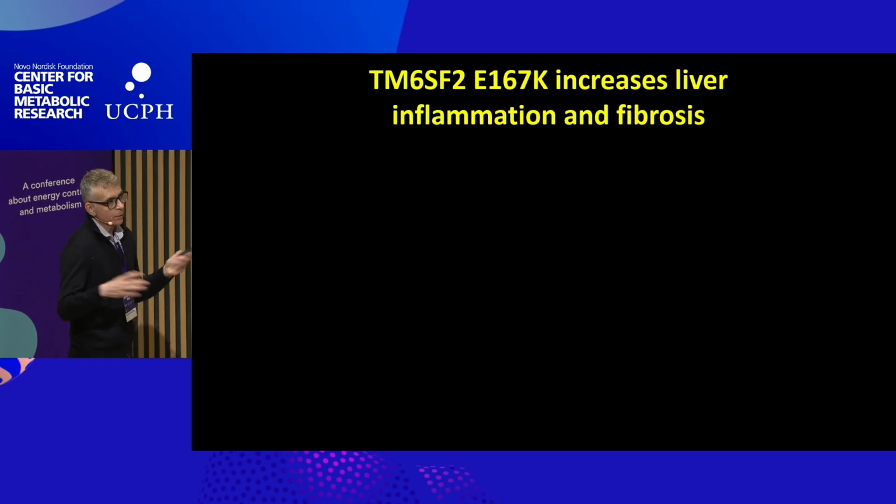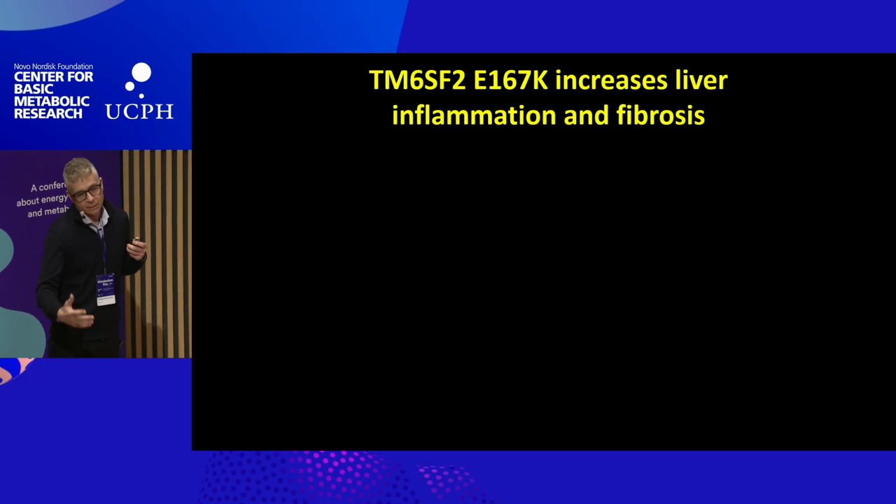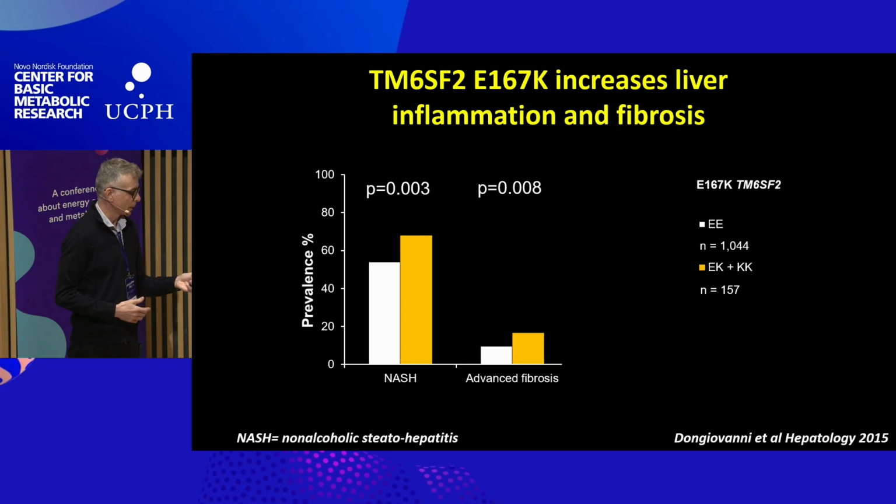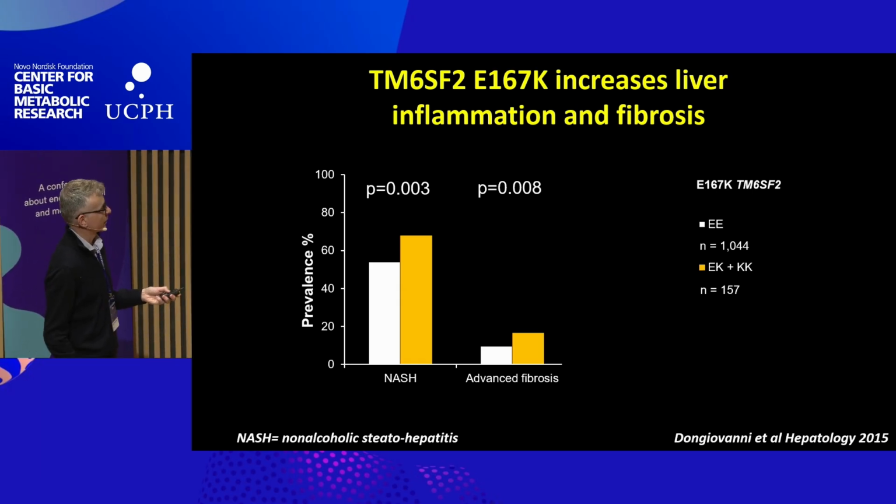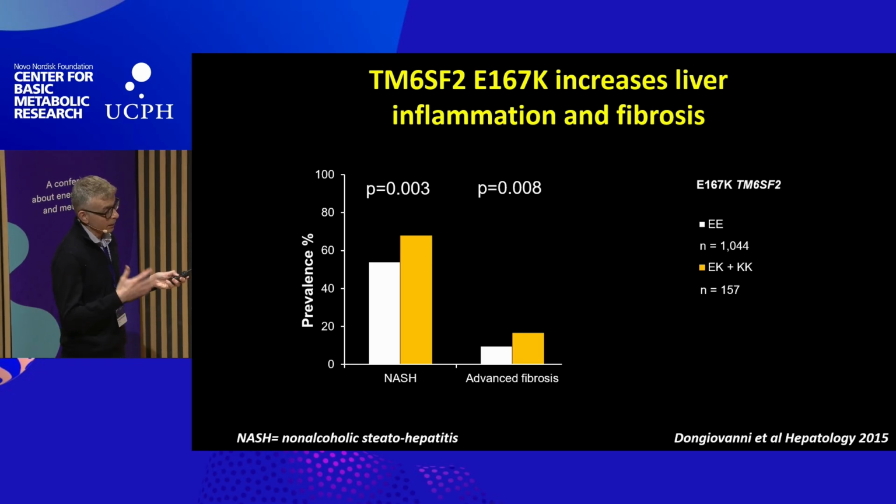So at that time, it wasn't straightforward that you had more fat and you had more liver disease. So we genotyped the SNP in a cohort of people with liver biopsy. And we could see that, in fact, it was not only fat, but also inflammation and fibrosis.